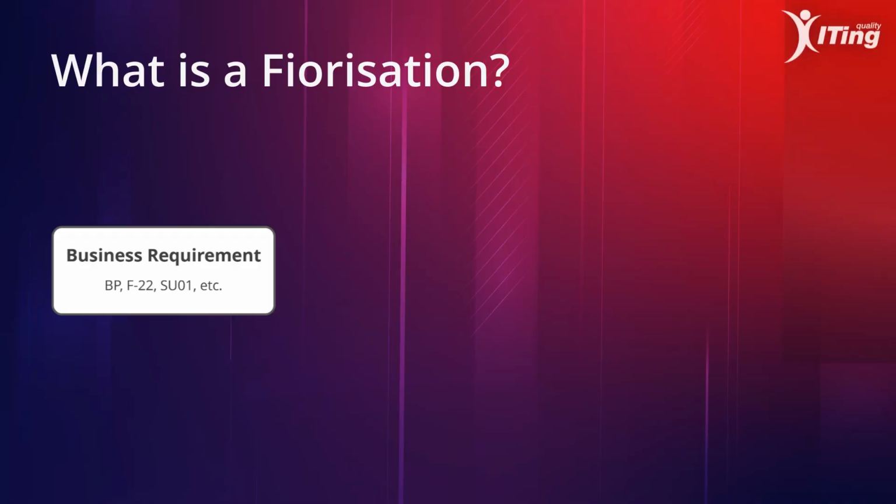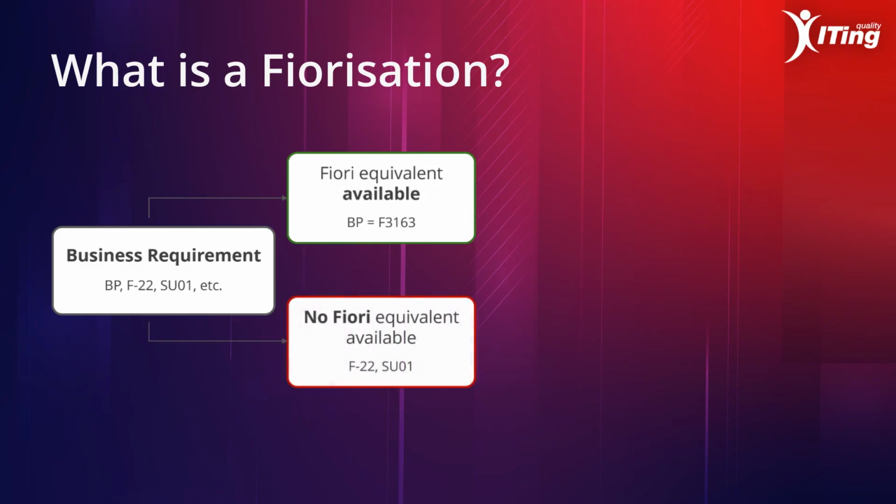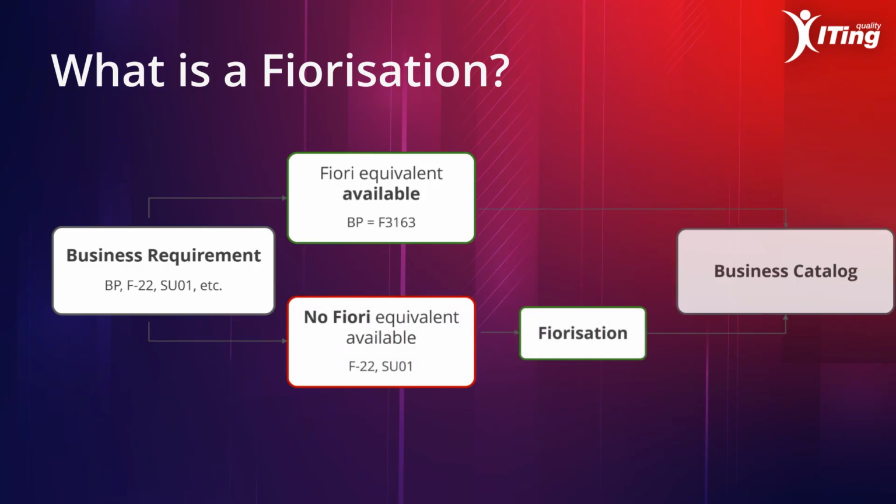In many cases, traditional SAP GUI transactions have Fiori equivalents. For example, app F3163 serves as the SAP Fiori app of transaction code BP. This mapping is essential for organizations following a Fiori First or Fiori Only approach. However, some transactions do not have a native Fiori counterpart. To make these available in the Fiori Launchpad, we can Fiorize them.